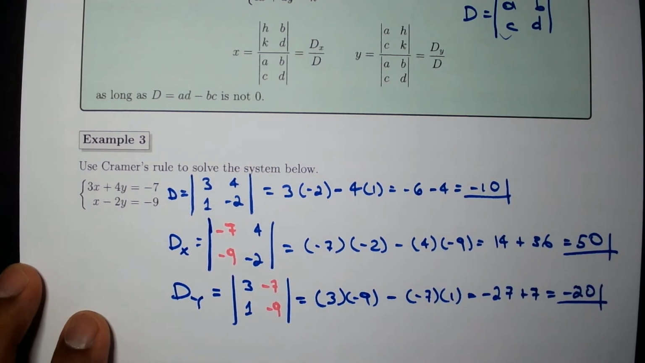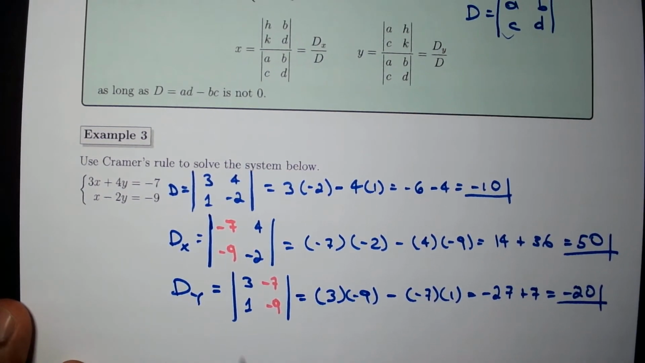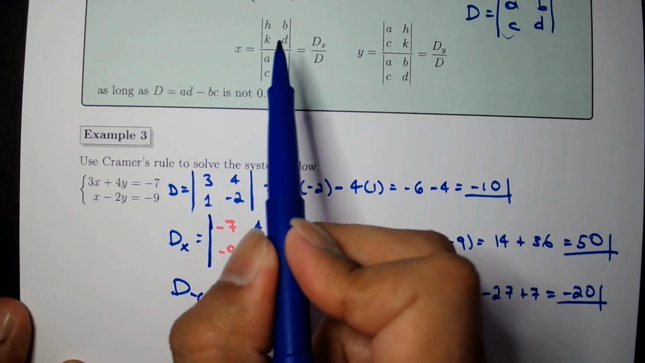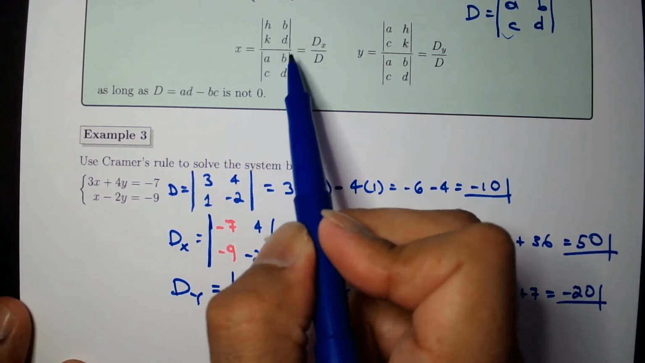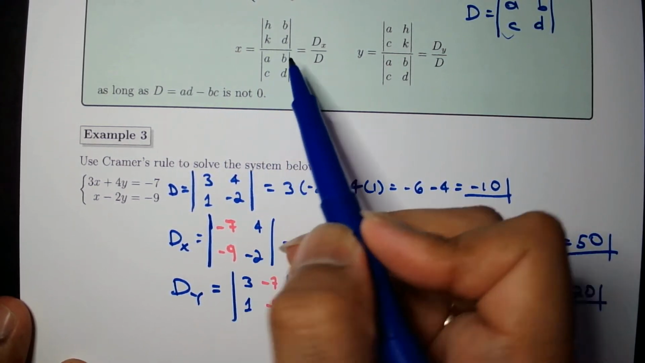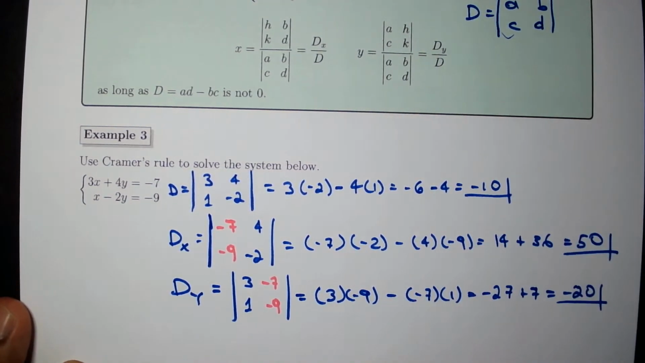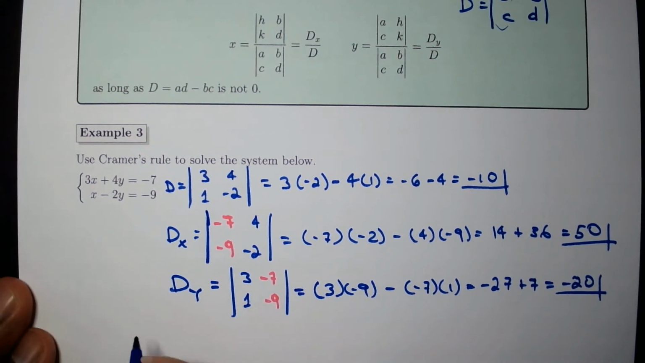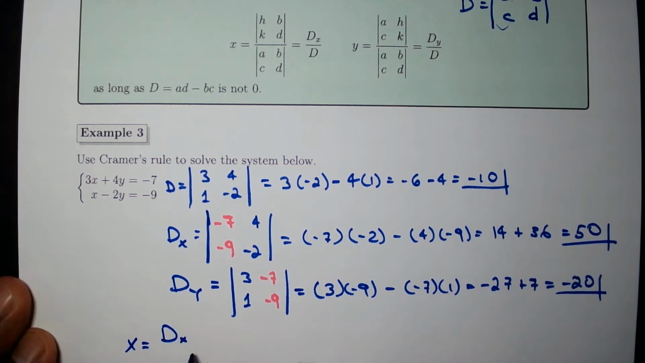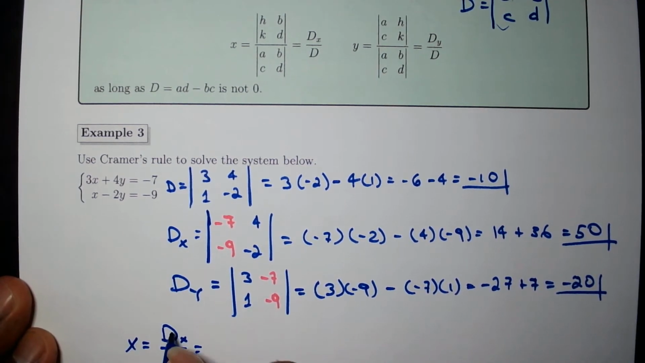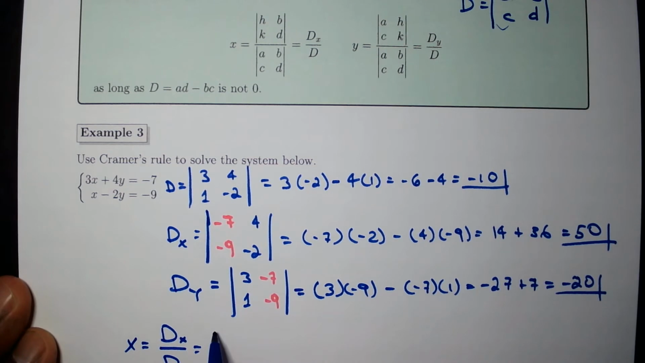All right. So we have all the information that we need. Now we are ready to find x. Instead of evaluating this huge quotient of determinants, we can just use d sub x over d and d sub y over d. So x equals d sub x over d, which in this case d sub x is 50 and d is negative 10. That's going to give us negative 5.